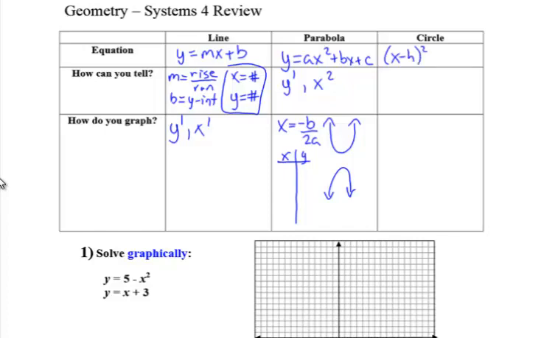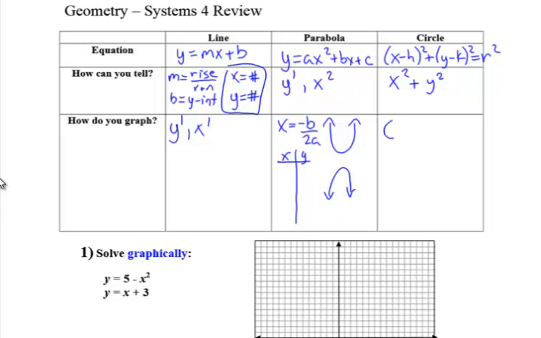And then the last was circles. X minus h quantity squared plus y minus k quantity squared equals the radius squared. So how do we tell here? Well, we've got x squared and y squared. Now there might be something else attached to it inside the parentheses, but ultimately we're squaring x and we're squaring y, and it has to be a plus sign in between. It doesn't work if it's not a plus sign.